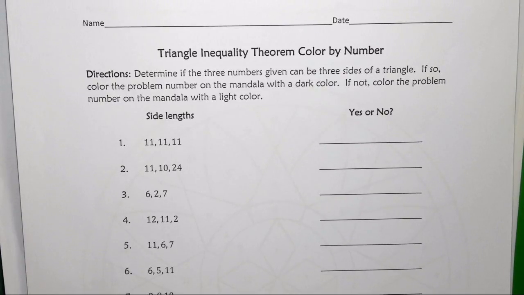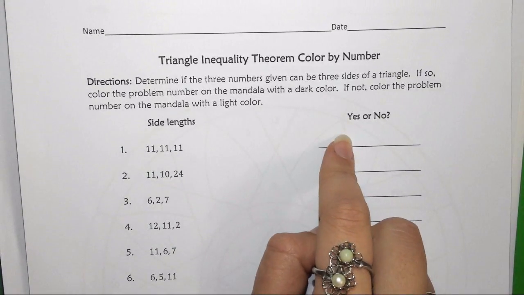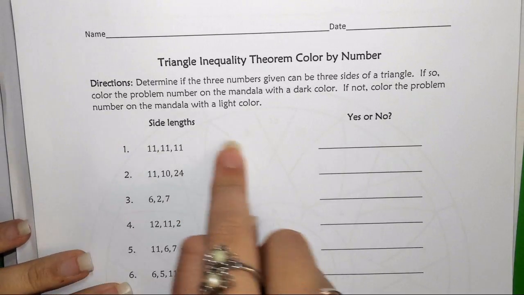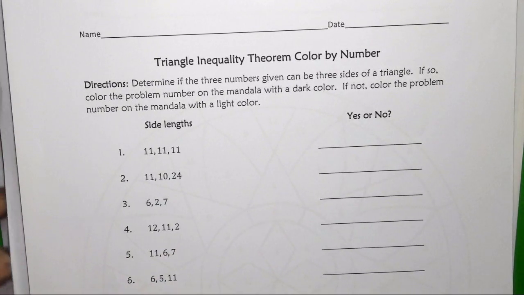It says determine if the 3 numbers given can be 3 sides of a triangle. If so, color the problem on the mandala with a dark color. So if it's yes, you're going to color number 1 a dark color. You get to pick the color.